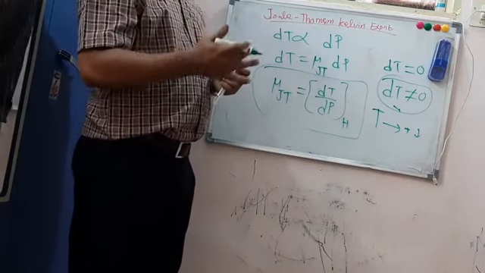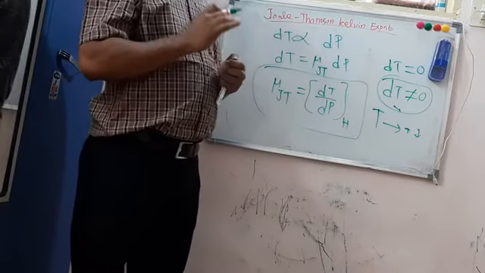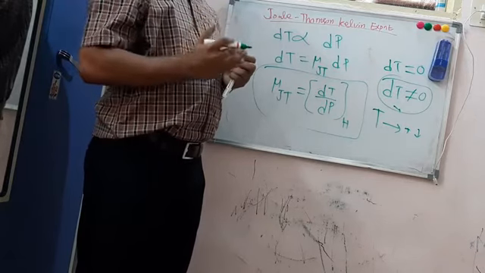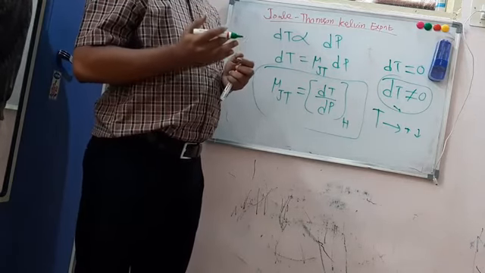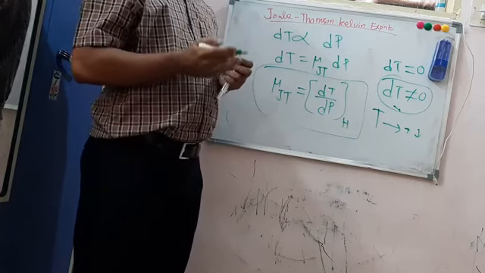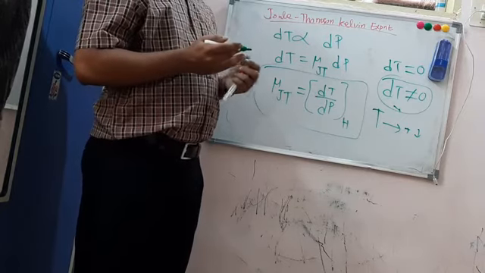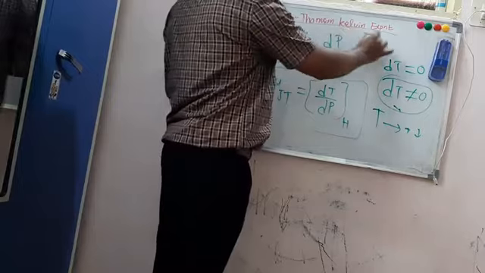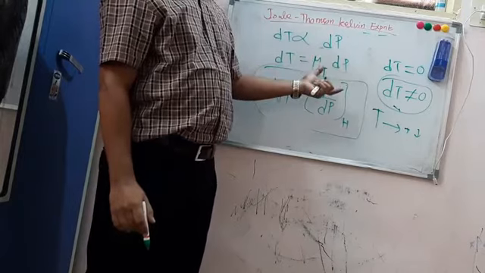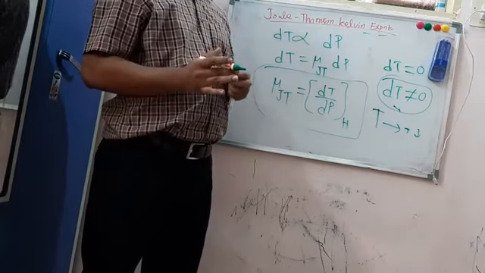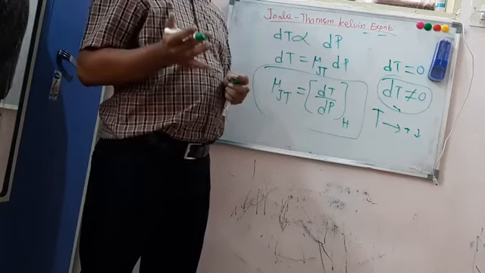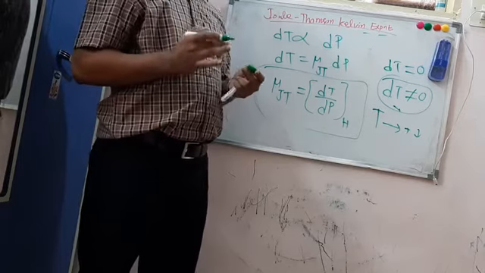So it is the basic experiment, and based on this experiment only, all the equipment like heat pumps, refrigerators, and air conditioners have been designed based on the Joule-Thomson experiment. So this Joule-Thomson Kelvin experiment is the basic and fundamental concept behind the development, or the invention, of refrigerators as well as air conditioners.